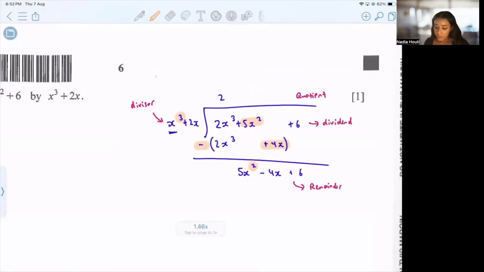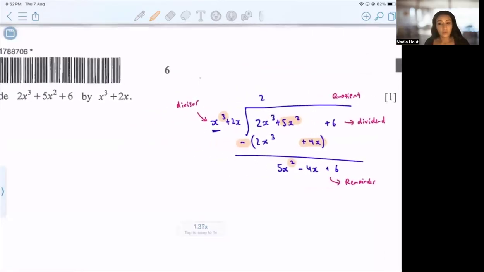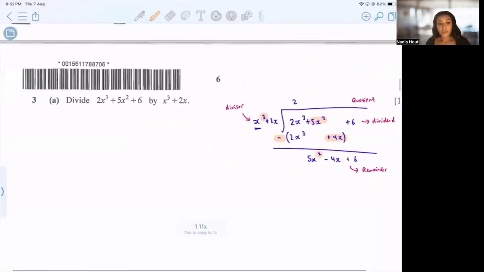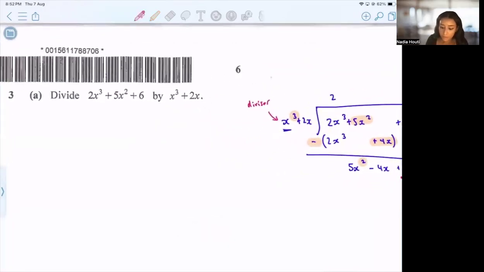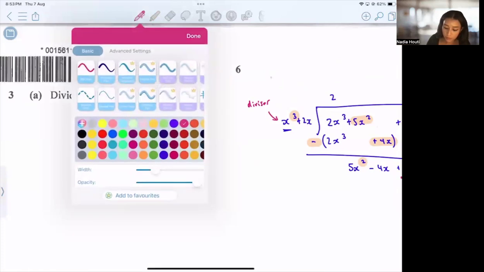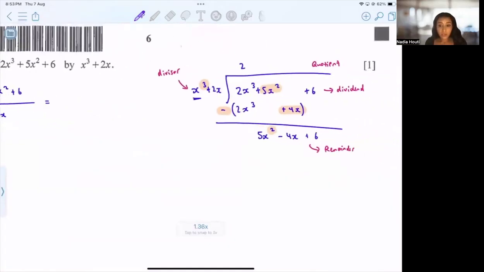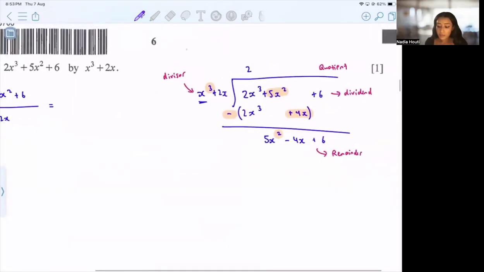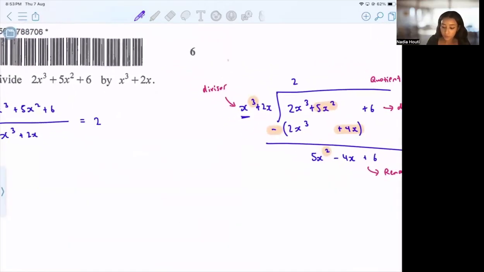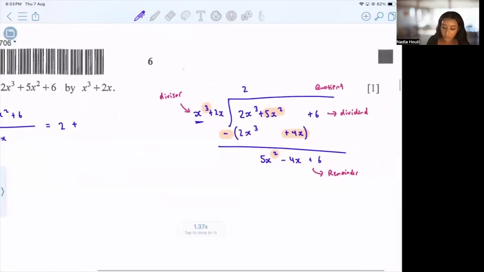So this is basically the long division you have to do for this question. That's why it's only worth 1 mark. It's not that long. So what is the answer when you divide this? 2x cubed plus 5x squared plus 6 divided by x cubed plus 2x is equal to, the answer is not just the remainder. The answer is always the quotient, which is 2, plus the remainder over the divisor.